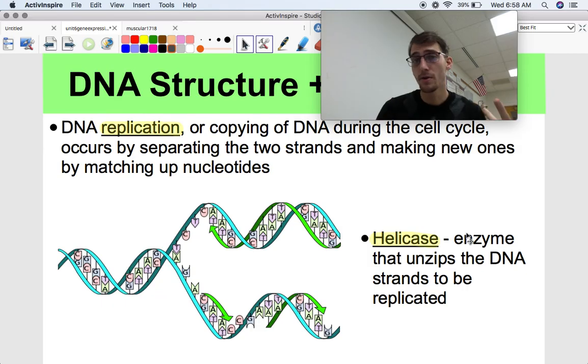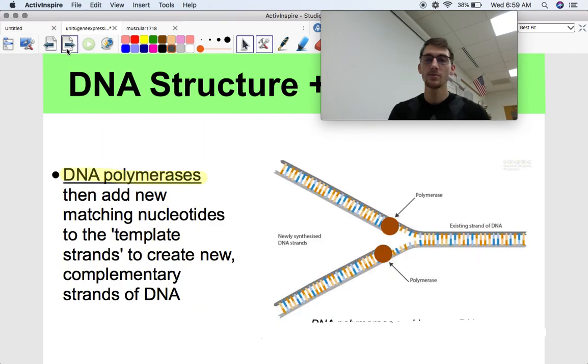Okay, and so in order to make a copy of DNA, we need to split up those two strands, and the enzyme that's going to be doing that is called helicase, the enzyme that unzips the DNA strands to be replicated. All right, so here's our double helix. Helicase is going to separate them out, and then a new strand is going to be built off of the old one according to our base pairing rules. A goes with T, and C goes with G. Right? So here's what this is going to look like, and I'll show you in just a second.